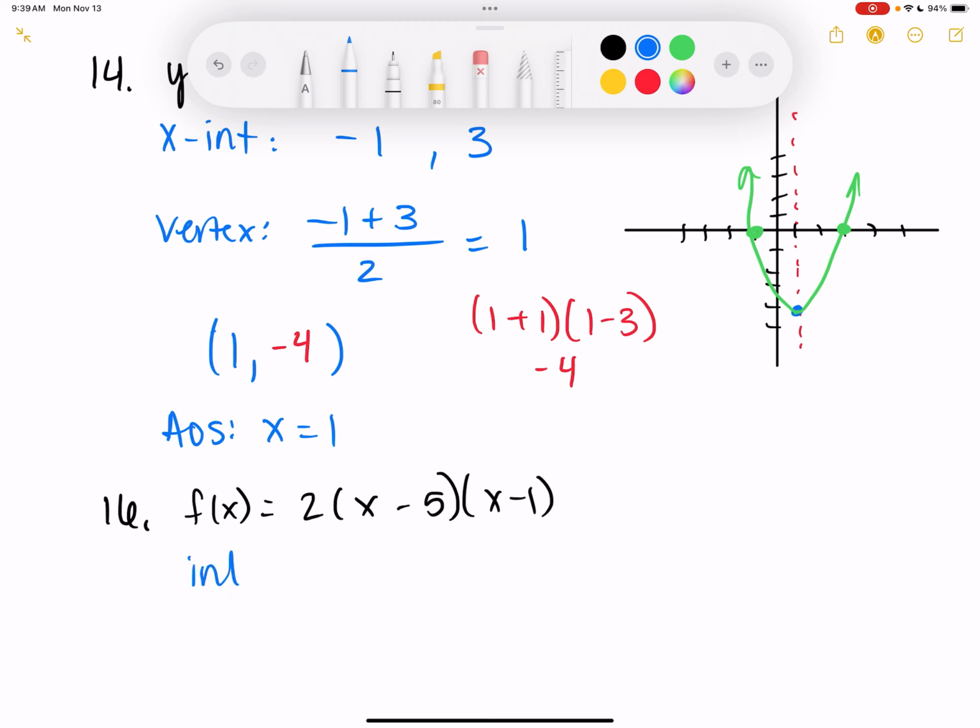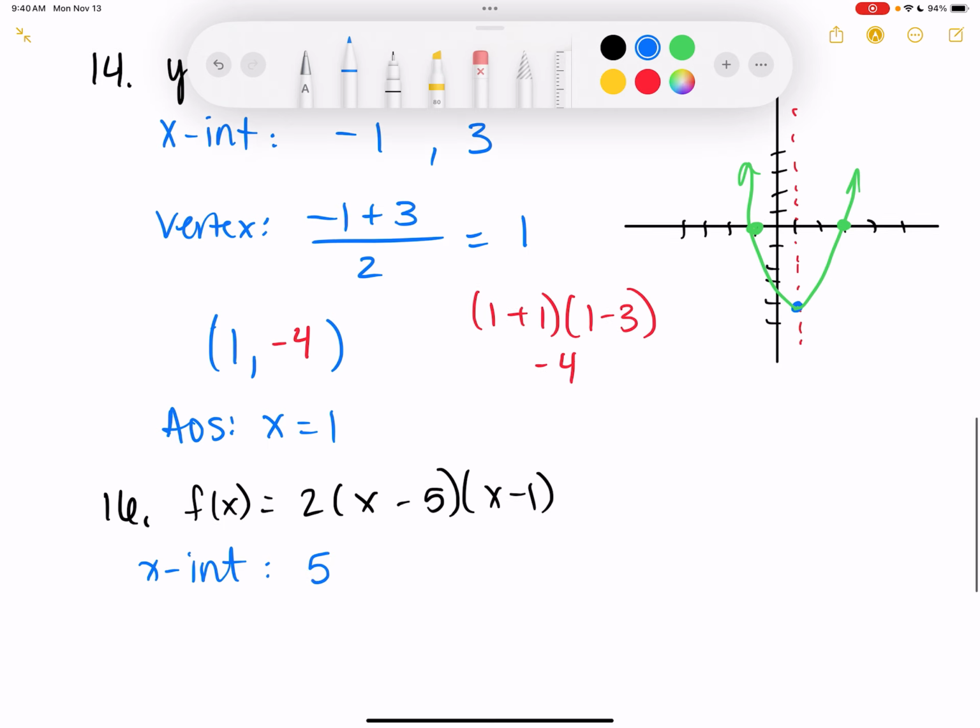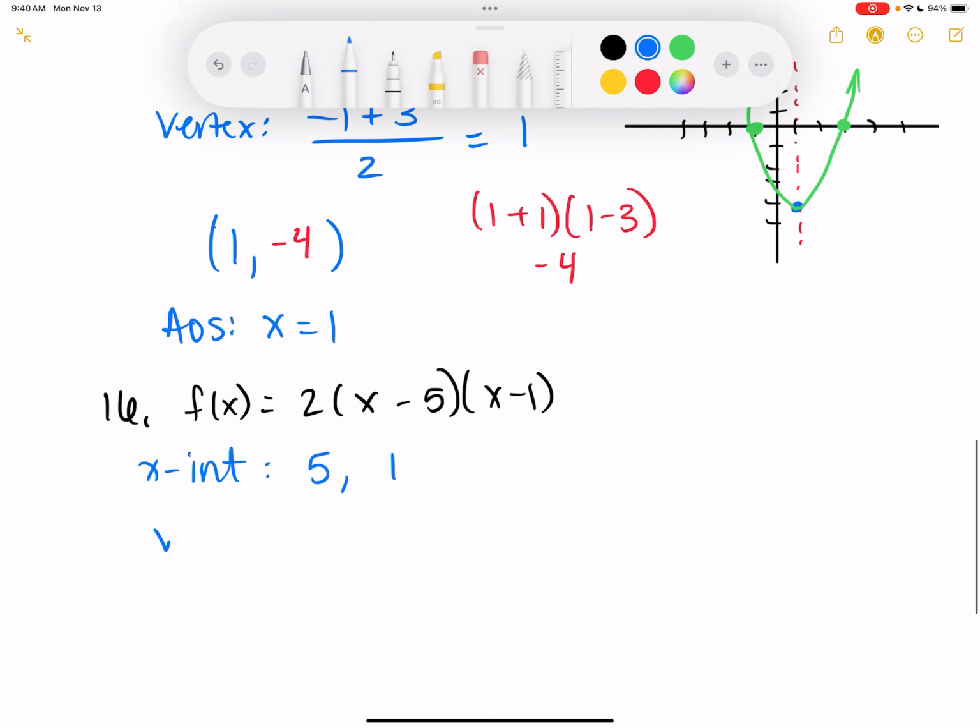So where are my x-intercepts for this one? 5 and 1? Yep. So 5 and 1. The 2 out front literally does nothing. Well, it will do something in a minute, but not anything special. So then for the vertex, to get the x-coordinate, we're going to add these two numbers together and divide by 2. So the x-coordinate of the vertex is going to be 3.